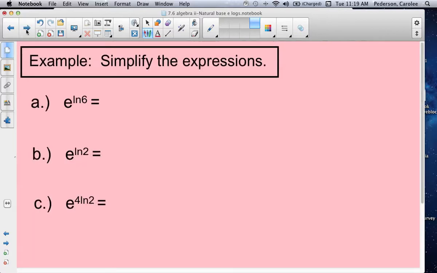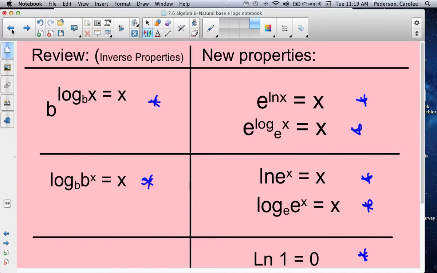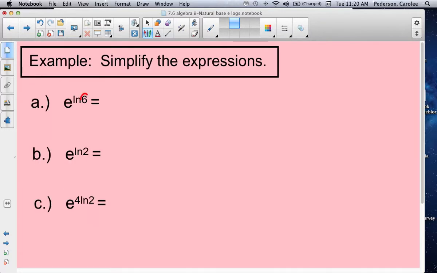All right, now we're going to go ahead and use those properties to simplify. So the first example, e raised to the natural log of 6. And we want to find out what is the simplified form of this expression using the properties. So e raised to the ln of 6. Well, that's this property right here. E raised to the ln of x. You're just left with this 6. So this is your answer. So then example 2, I'd say you don't need to write down. Same thing. E raised to the natural log of 2, they're inverses of each other. So you're left with just 2.